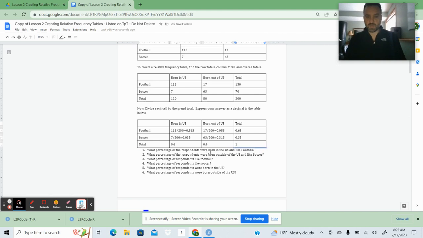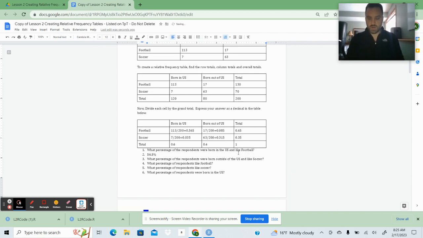So here, what percent of the respondents were born in the US and like football? Well, that here, I'm going to move the decimal 2 spots, and it's 56.5%. Move that down. What percent of respondents were born outside of the US and like soccer? So out of the US and like soccer, move it 2 spots, and it's 31.5%.